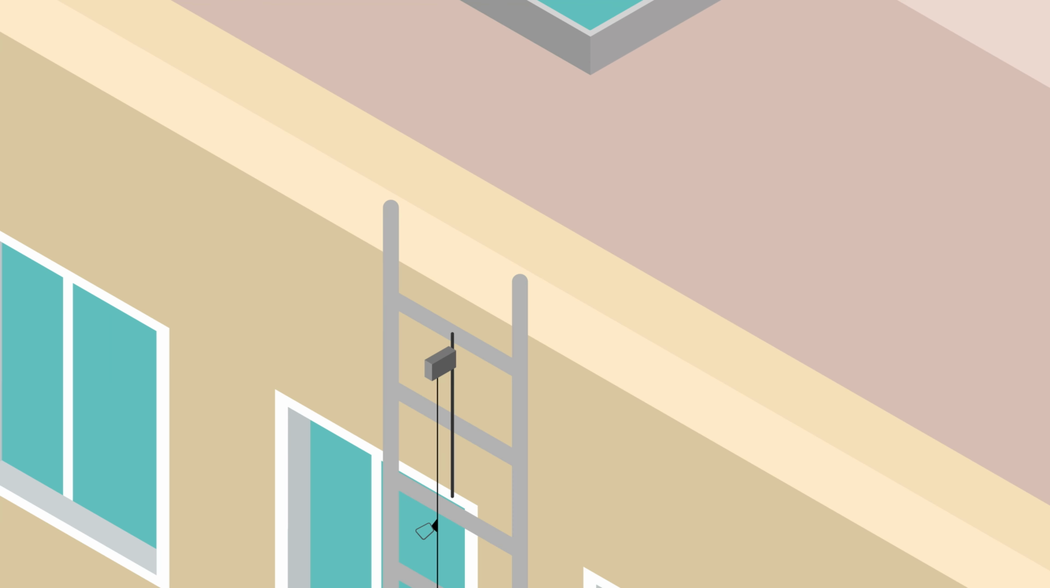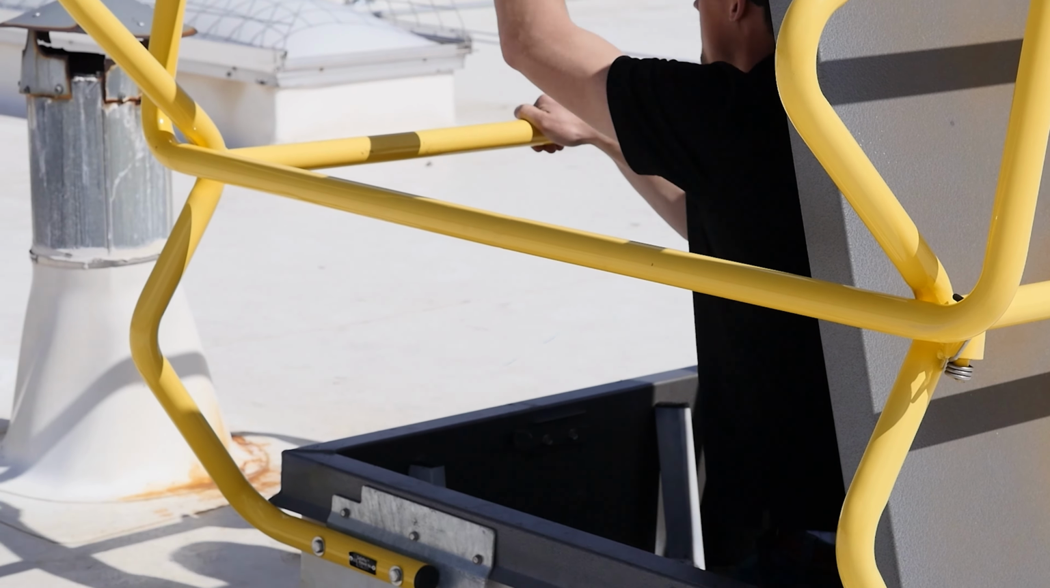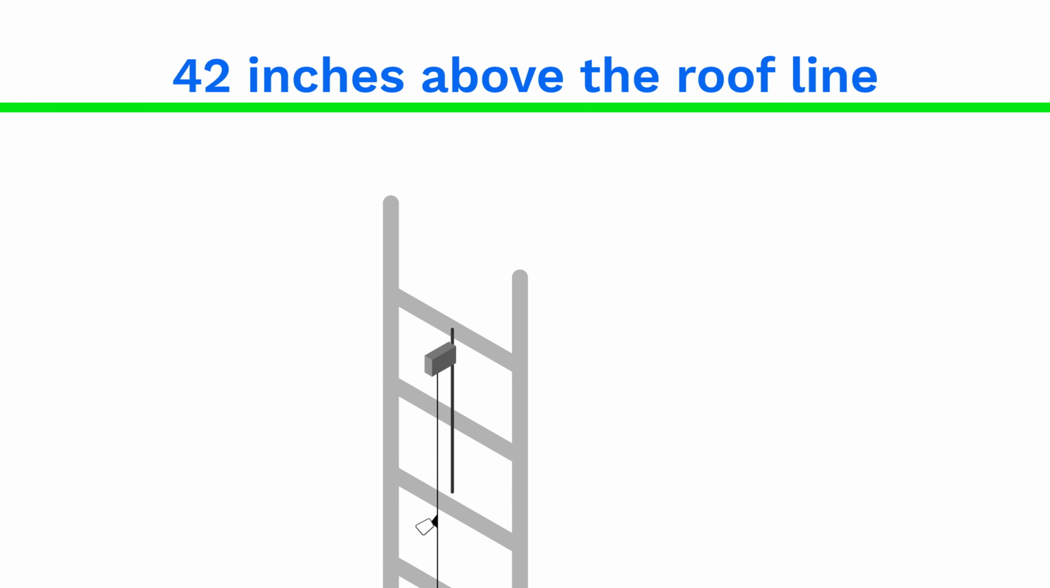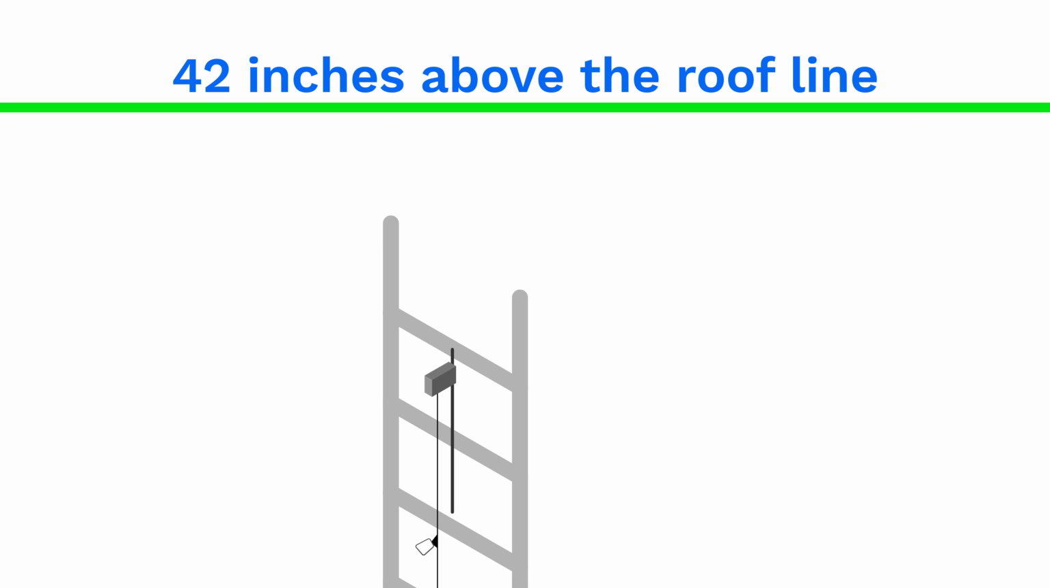Access ladders must extend a minimum of 42 inches above the roof line, so the workers can safely enter and exit the ladder. If the ladder does not extend high enough above the roof line, or if it is over 24 feet without a fall protection system, it is not compliant and should be addressed.